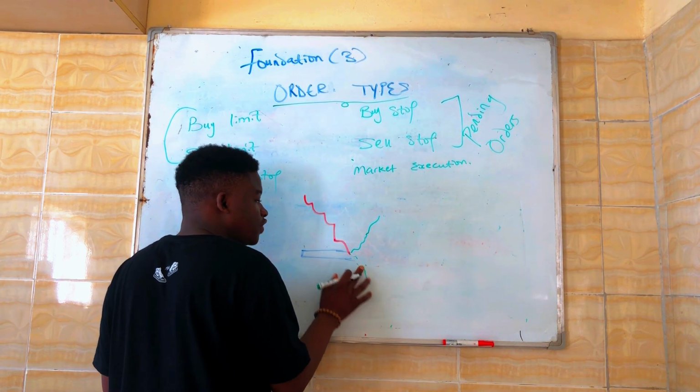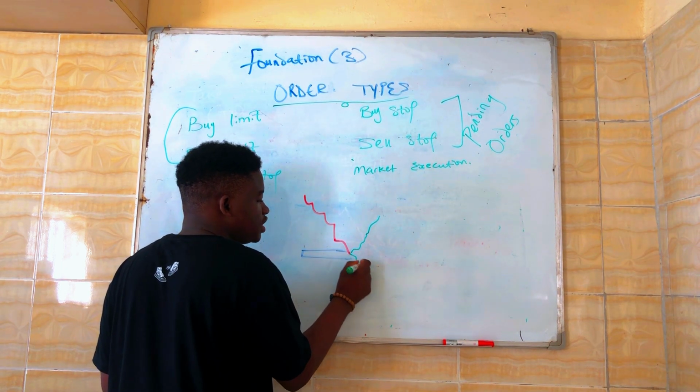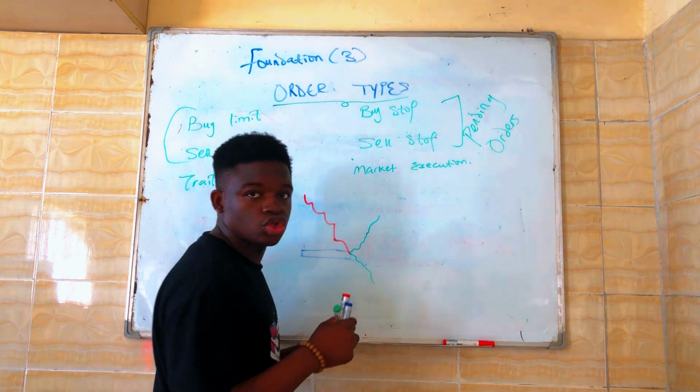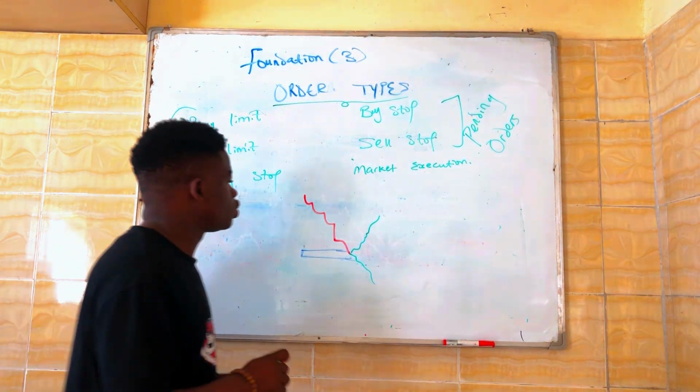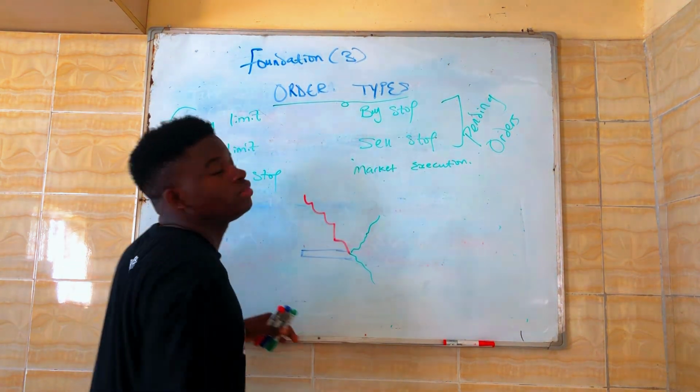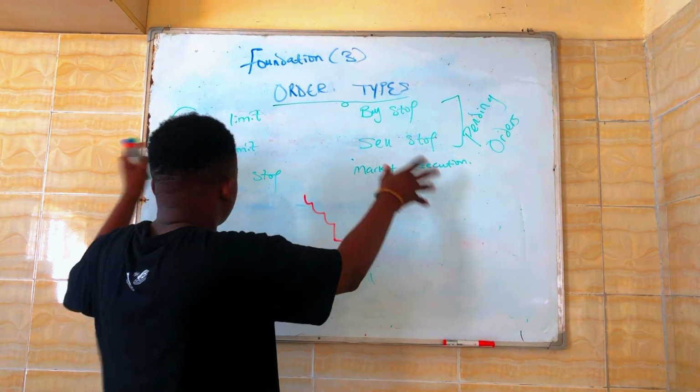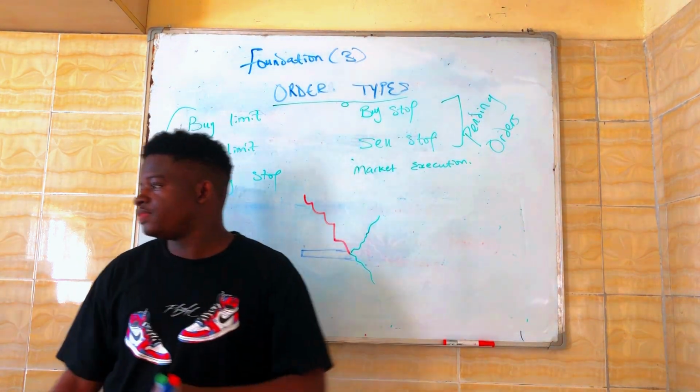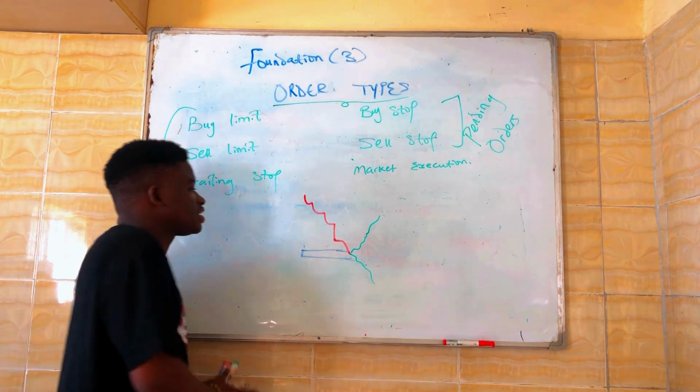If they need to book you in for a sell, they'll equally book you in for a sell. That's called the market execution. Subsequently, I'll use my MetaTrader and show you all of these, but I just want you to see it practically. So this is what we call the market execution.